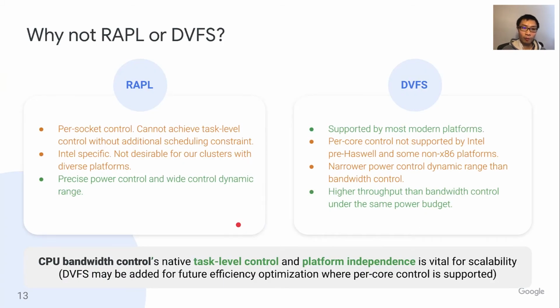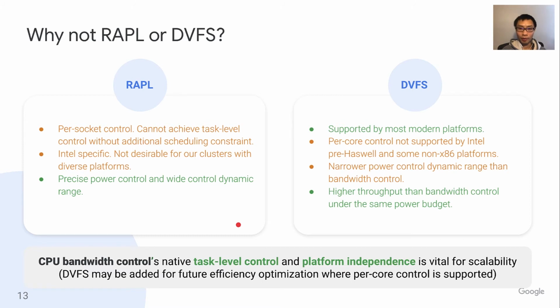Why do we choose CPU bandwidth control rather than other popular power management knobs like RAPL or DVFS? Although RAPL and DVFS have their own merits, we don't use them because of their limitations. RAPL is per-socket control, so it cannot achieve task-level control without additional scheduling constraint. It's Intel-specific, so it's not desirable for our clusters with diverse platforms. Although it has the merit of precise power control and wide control dynamic range, it doesn't meet our needs.